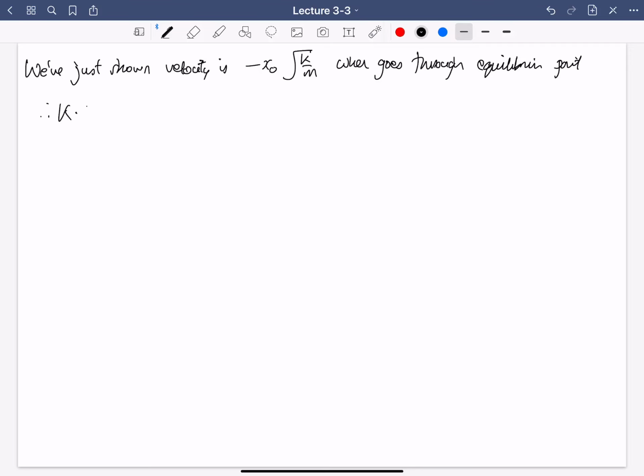Therefore, the kinetic energy at that point, that's a half mv squared, which is a half m. We've just worked out that v is x0 root k over m. I'm squaring, so I don't really need the sign. So what is that? That's a half. I've got an m, an x0 squared, and a k over m. So I think it's going to be a half k x0 squared.